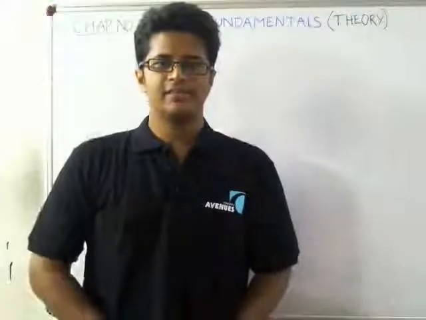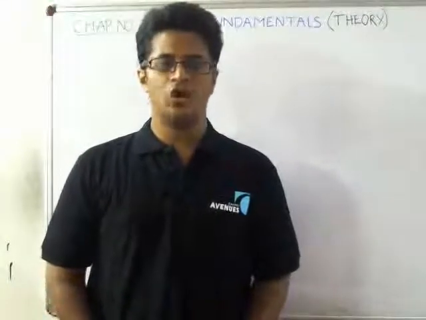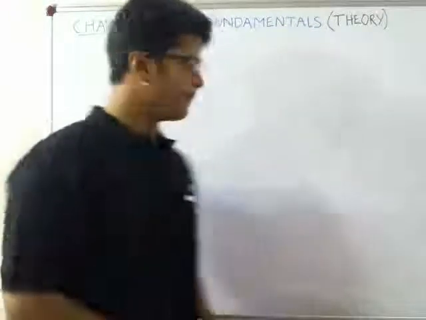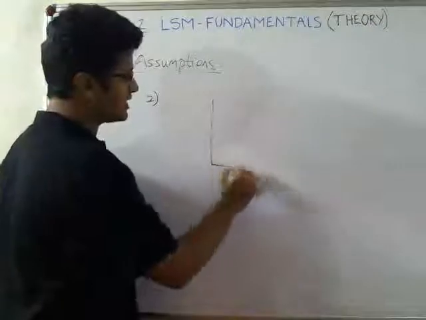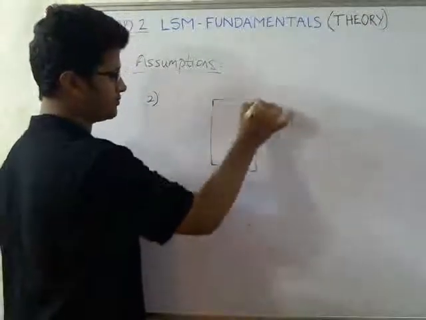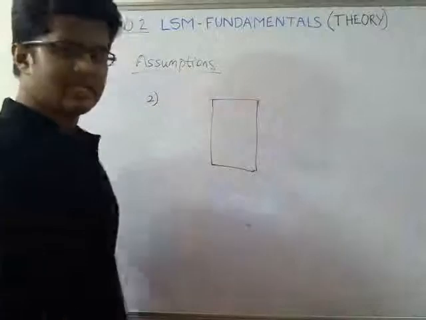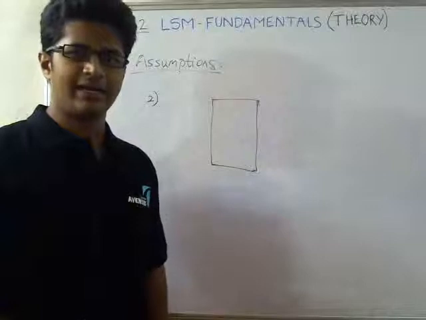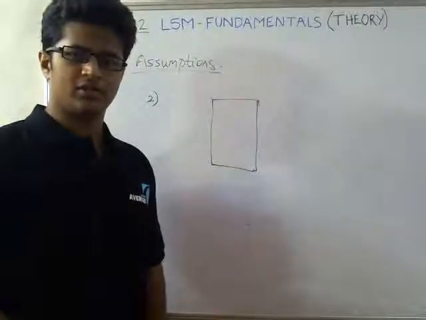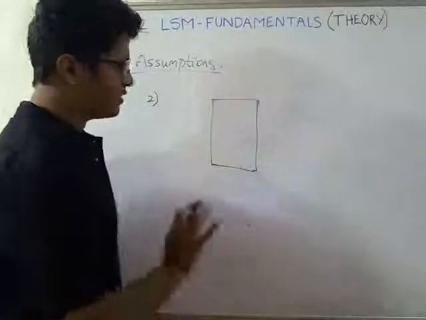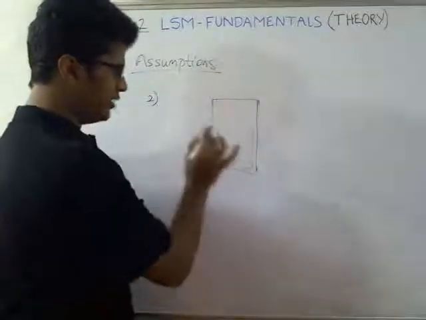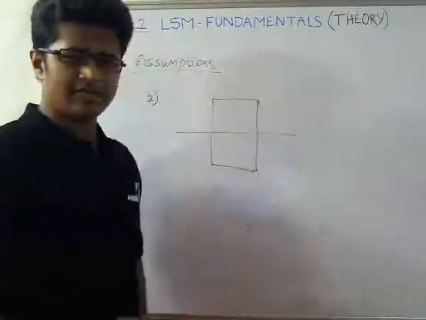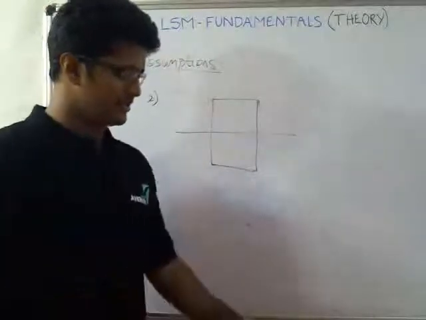The second assumption is that steel takes care of all the tension in the member and not concrete. What does it mean? If you consider a beam cross section, a rectangular beam's cross section, there is a line which is called the neutral axis. We will talk about the neutral axis in the coming sessions. But for the time being, you need to know only one point about it: it lies somewhere around the center of the beam, not exactly in the center.